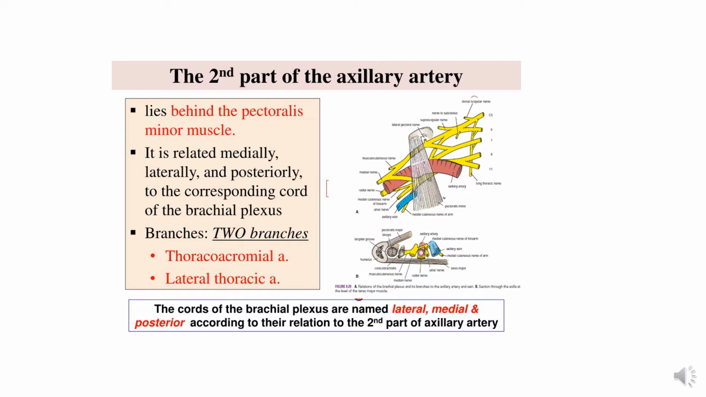The cords of the brachial plexus are named lateral, medial and posterior according to their relation to the second part of the axillary artery. That's why they are called lateral, medial and posterior cords. This is a viva question often asked by the examiner: why are these cords called lateral, medial and posterior? Because of their relationship with the axillary artery.